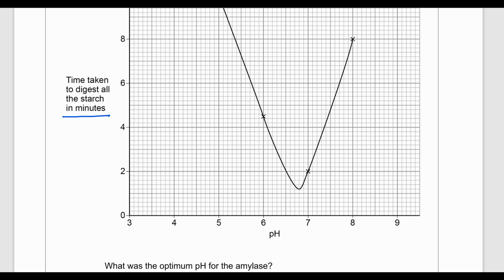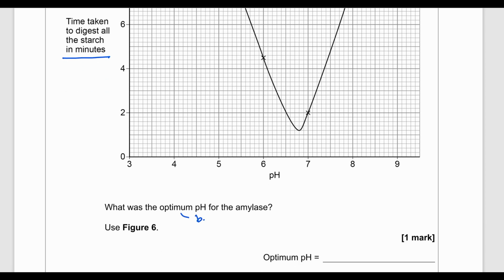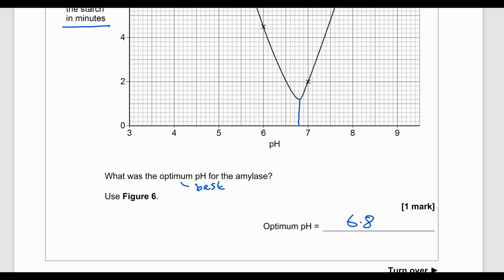Optimum means best. So we've got to figure out which is the best pH for this amylase to work. Well, the best pH would mean that it would take the shortest time for the starch to digest, so it'd be the quickest. So that means that it should be the lowest value of time on our graph. So we are looking for the point right at the bottom there that's closest to the x-axis. So reading down to the x-axis, it should be a value of 6.8.